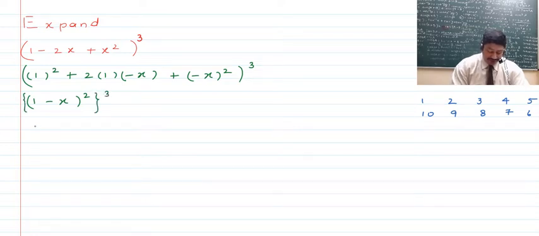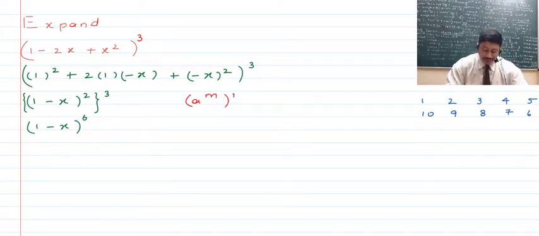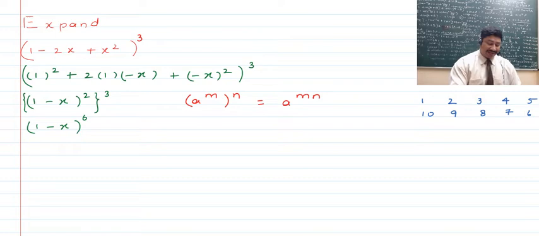So as such, children, we can write this as 1 minus x, whole raised to the power 6. If you remember the formula that you studied in indices, if you have a raised to the power m, whole raised to the power n, then that becomes equal to a raised to the power m times n. As such, here 3 and 2 have got multiplied to become equal to 6.